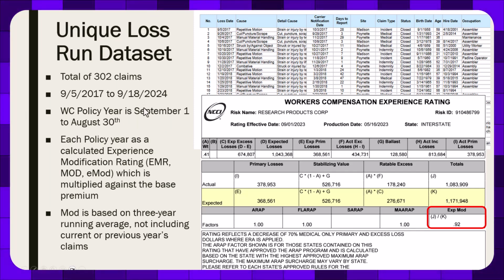It's cleaner that way. Each policy year has a calculated experience modification rating, and here is the calculated experience modification rating, EMR, MOD, EMOD, whatever you want to call it.